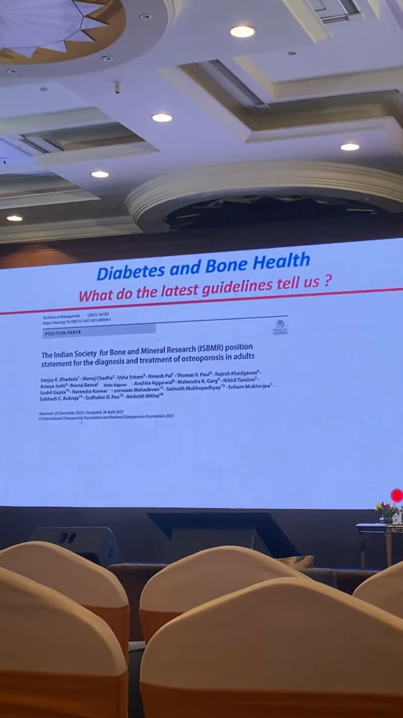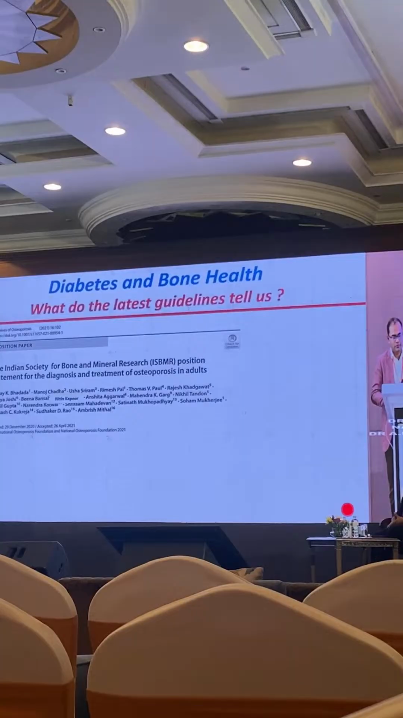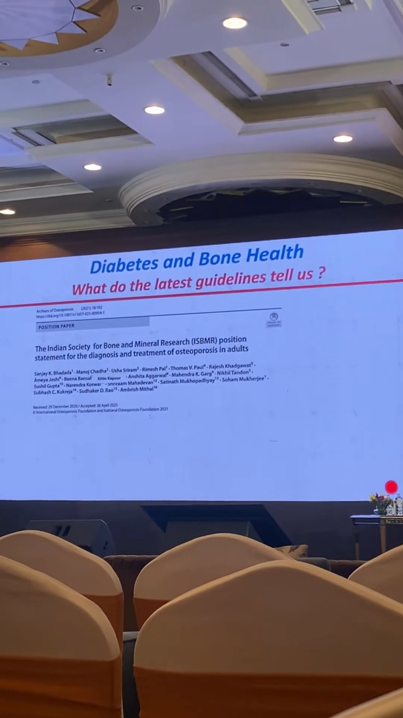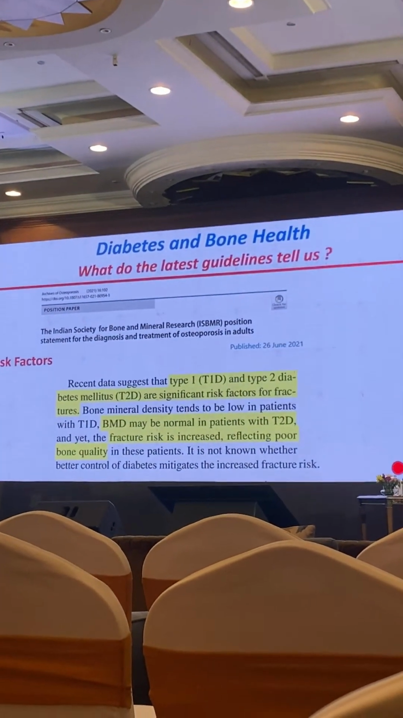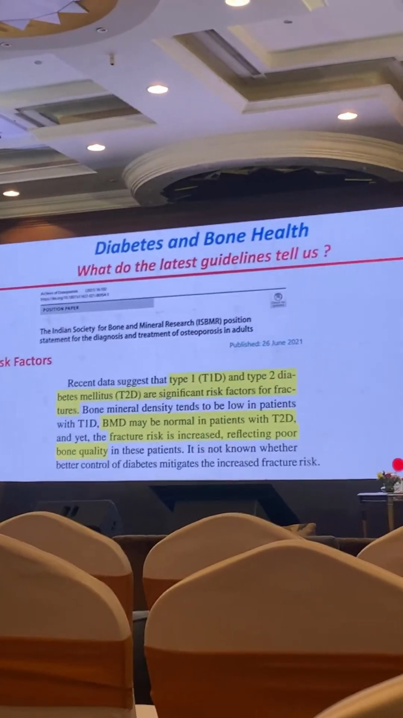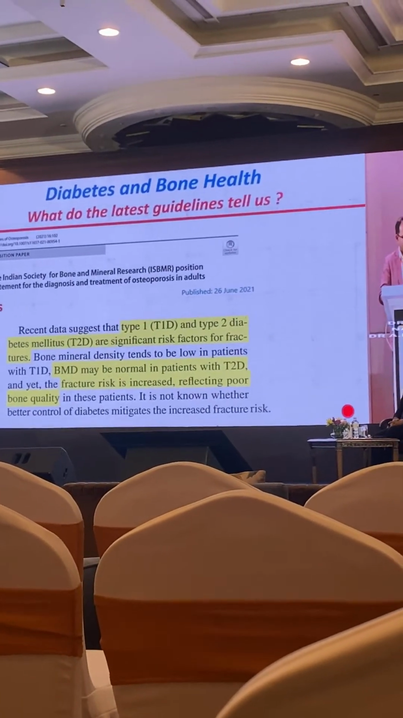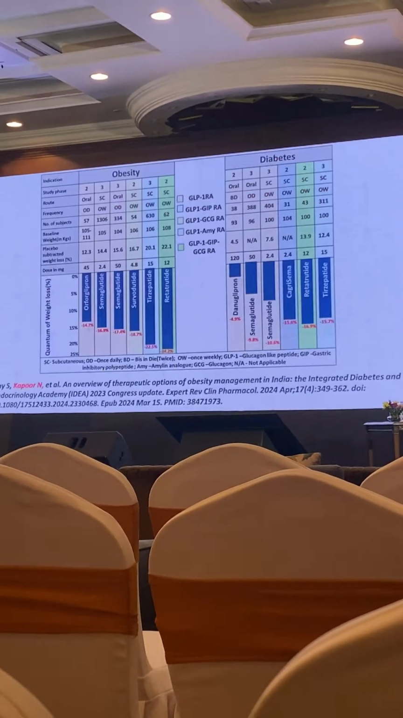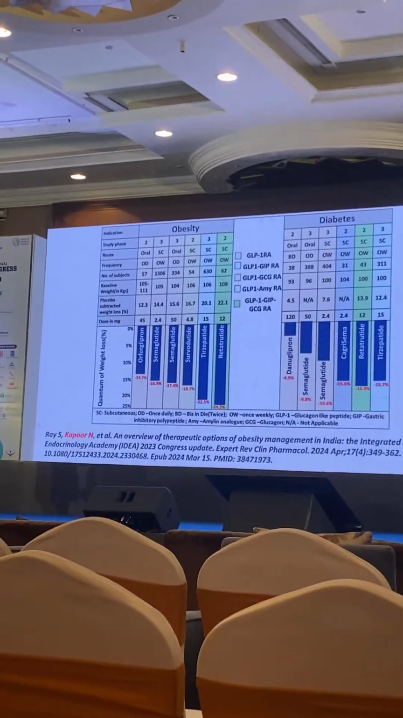And what do the latest guidelines tell us? So this is the Indian Society for Bone and Mineral Research guideline, which gives us guidance on osteoporosis management and diagnosis as well. There's nothing on obesity as yet. It was interesting when I went through this guideline for this presentation. It does talk about diabetes, of course, and complications of obesity that we need to screen for because they are risk factors for fractures, but nothing on obesity as yet, and maybe it's time to add it to the guidelines.